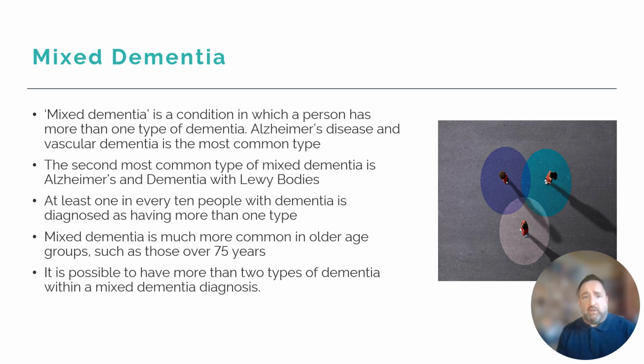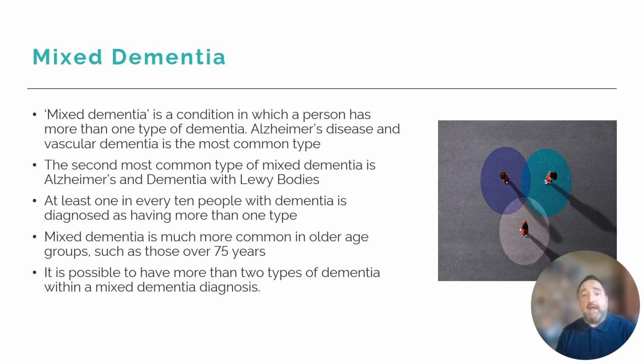We've mentioned vascular dementia, and this is why I'm going to talk a little bit here about mixed dementia, because mixed dementia is a condition in which a person has more than one type of dementia. The most common type is Alzheimer's disease and vascular dementia. That's where you have those amyloids, those plaques and tangles in the brain, but you also have some issues with blood flow that might cause strokes, mini strokes, clotting in the brain. The second most common type of mixed dementia is Alzheimer's and dementia with Lewy bodies.